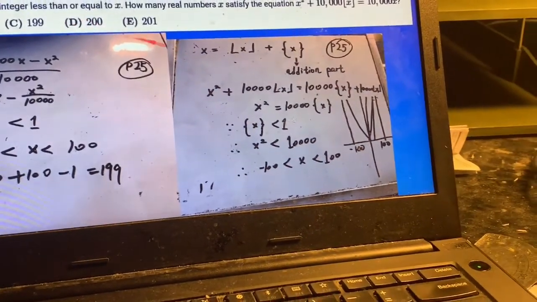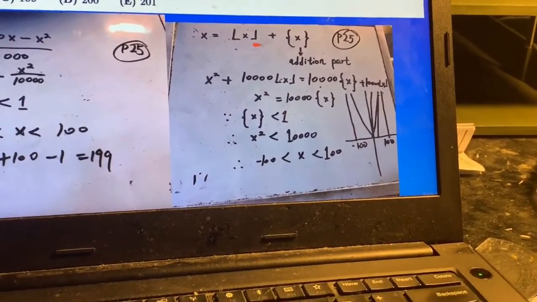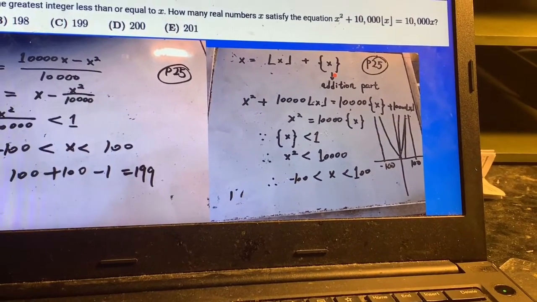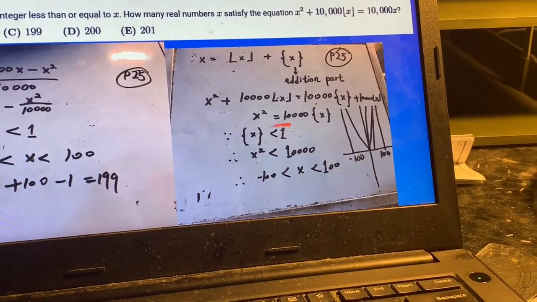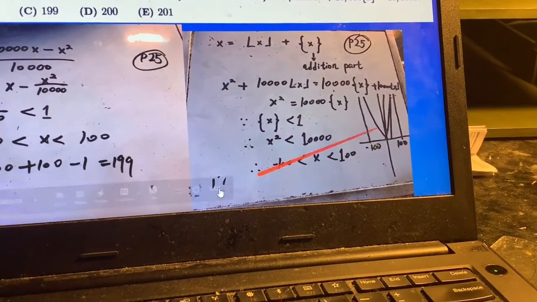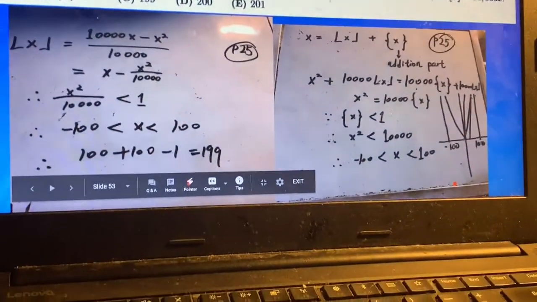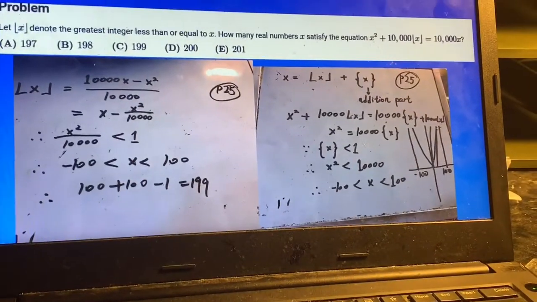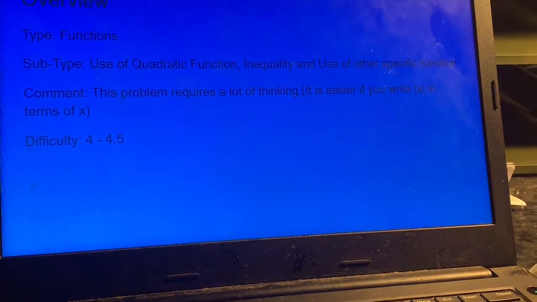Let's see, this is another solution. We state this as this signal and an additional part, and we can put it into here and simplify it into this. This is a graph, and in both cases you will get it is less than 100 and larger than negative 100 and less than 100. So in both cases it will have a solution of 199.